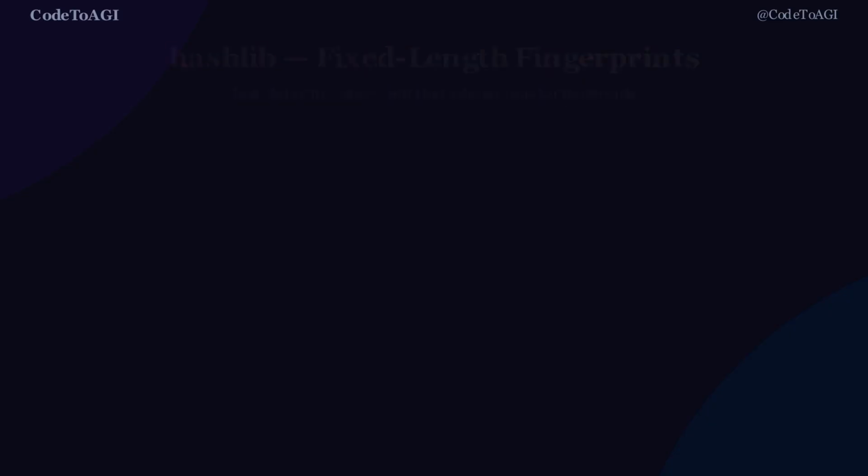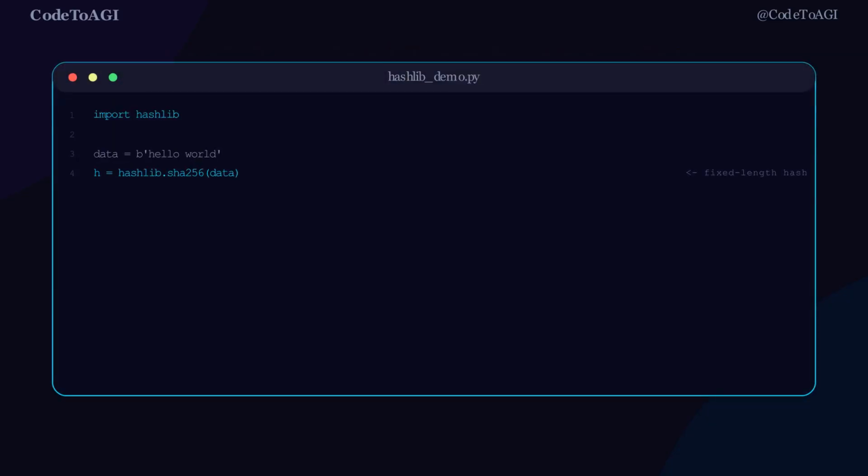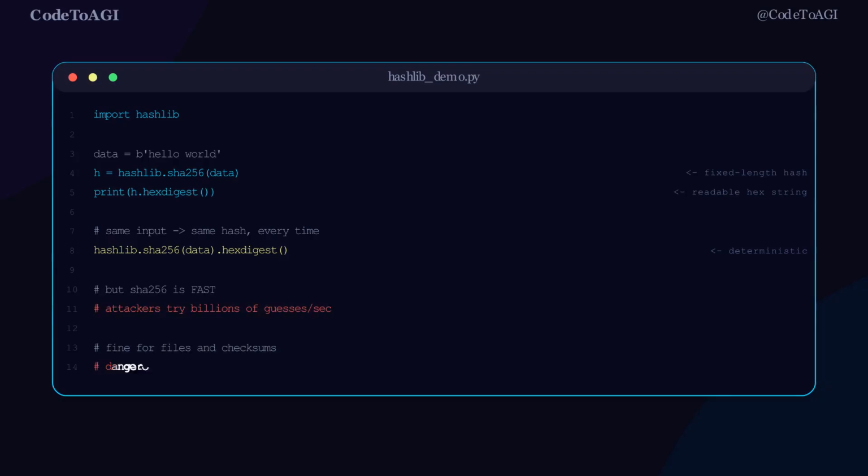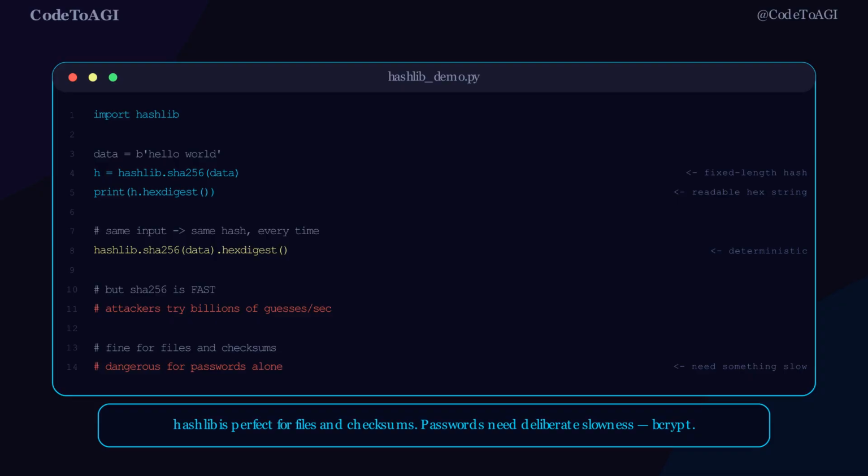Hashlib turns any input into a fixed-length fingerprint. Import hashlib, then hashlib.sha256 of the encoded bytes. .hexdigest turns that fingerprint into a readable hex string. Same input, same hash every single time. That is the point. But SHA-256 is fast. Attackers can try billions of guesses per second.